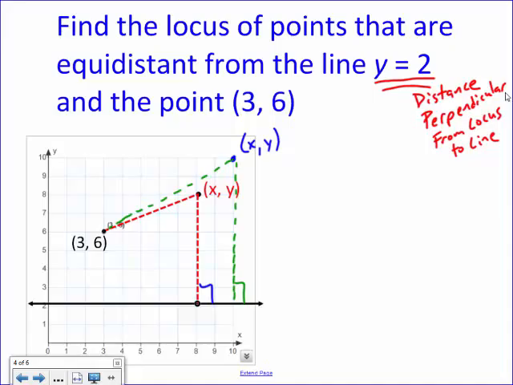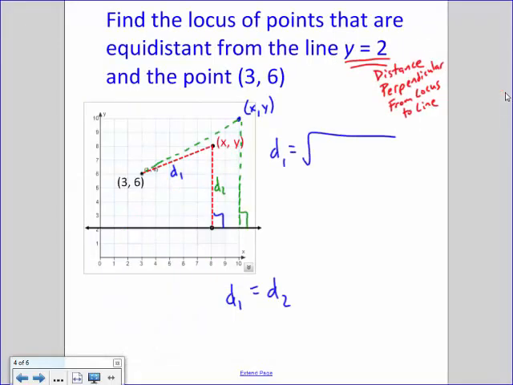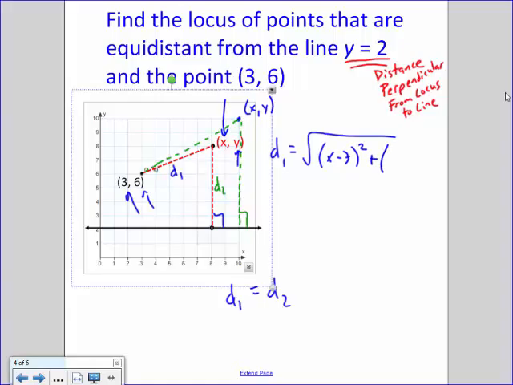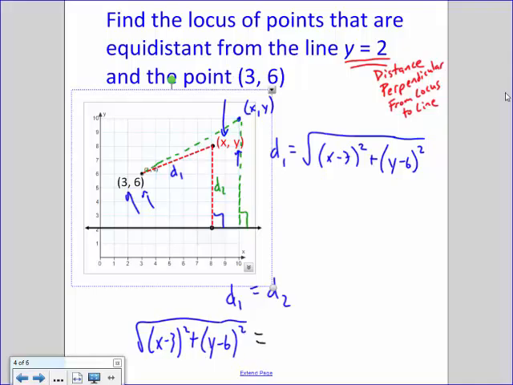So let's start the same way here. I want distance 1 to equal distance 2. Well, distance 1, let's write an equation for that. So the square root of, from x to 3, so x minus 3 squared, plus, and from y to 6, so y minus 6 squared. So there's distance 1, so I'm going to fill that in right away. The square root of x minus 3 squared plus y minus 6 squared. Okay, and we're going to end up setting that equal to distance 2.